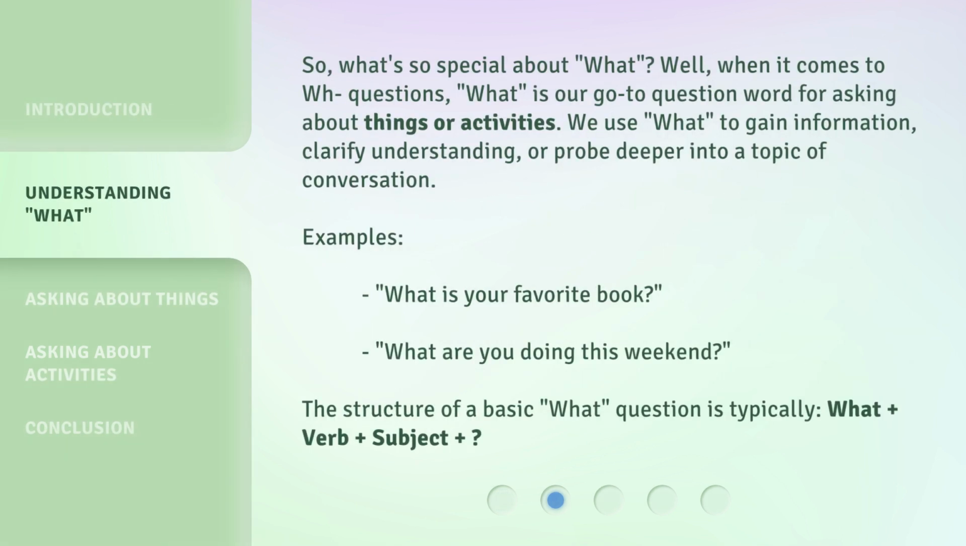So, what's so special about what? Well, when it comes to WH questions, what is our go-to question word for asking about things or activities? We use what to gain information, clarify understanding, or probe deeper into a topic of conversation. Examples: what is your favorite book? What are you doing this weekend? The structure of a basic what question is typically what plus verb plus subject plus.